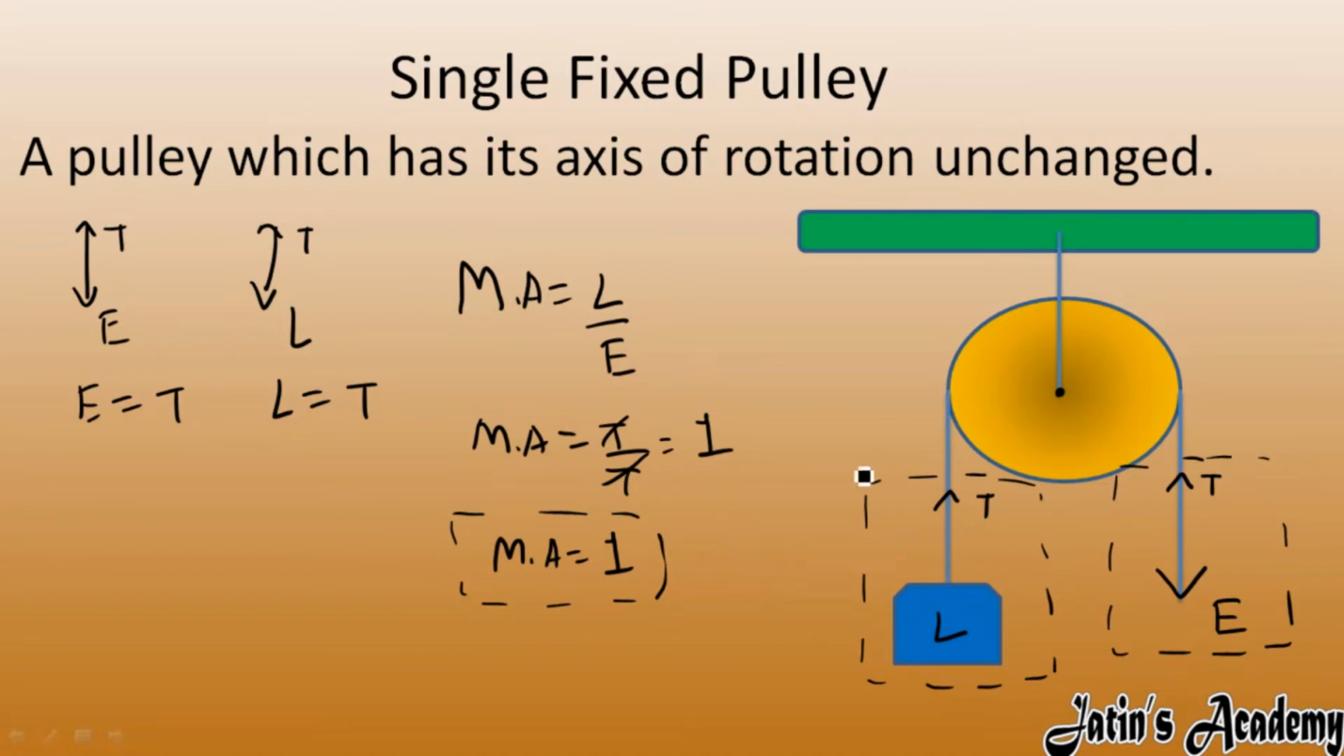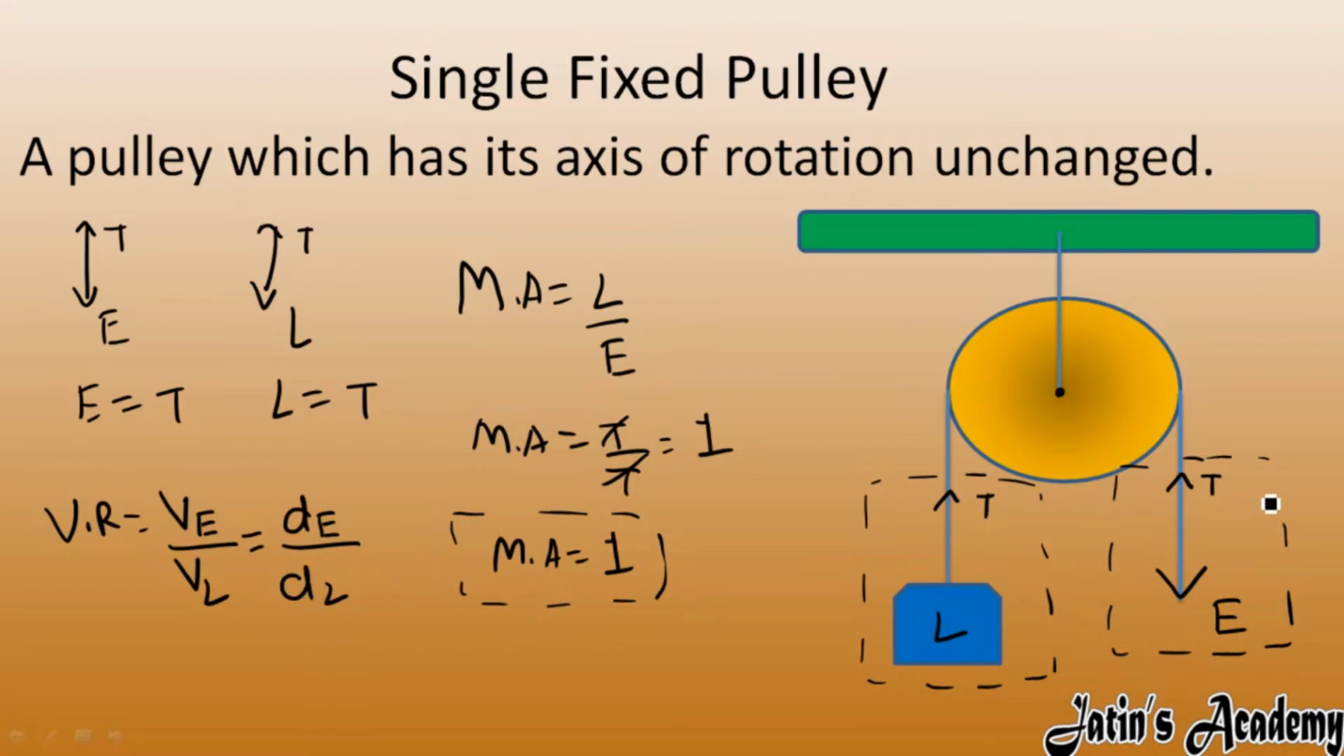Now let's calculate the velocity ratio. Velocity ratio means velocity at the effort point over velocity at the load point. You can also convert it into displacement. You can also write displacement at the effort point over displacement at the load point.